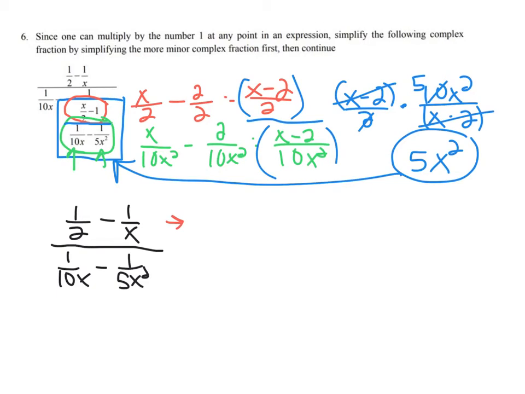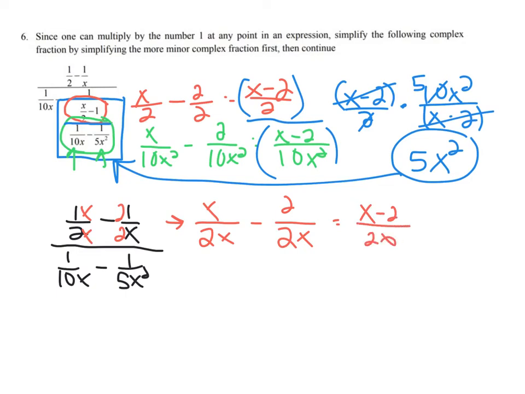We have a common denominator of 2x. So we would have multiplied that by an x over x, and we would have multiplied this fraction by 2 over 2. So we end up having x minus 2 over 2x.